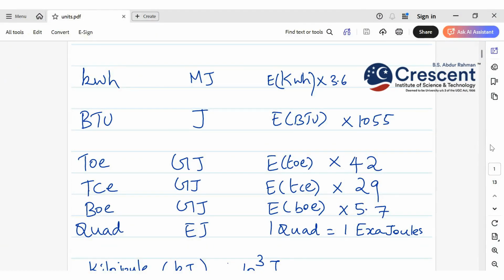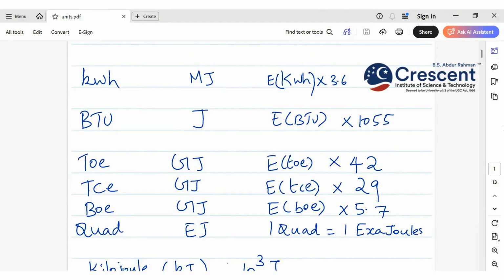We'll see the units, because in the energy scenario, the conversion of energy from one unit to another is very crucial. So we'll see the unit conversion. First one is how to convert kilowatt hour into megajoules. Energy in kilowatt hour, if you multiply with 3.6, becomes megajoules.